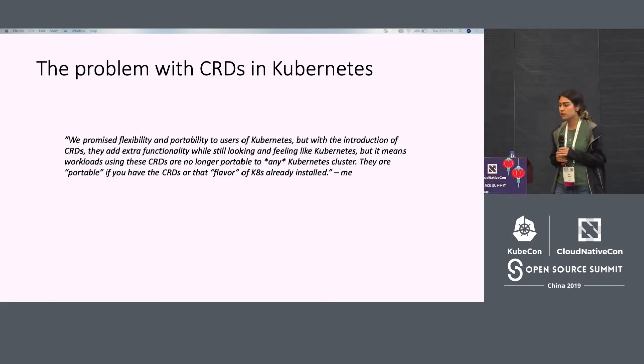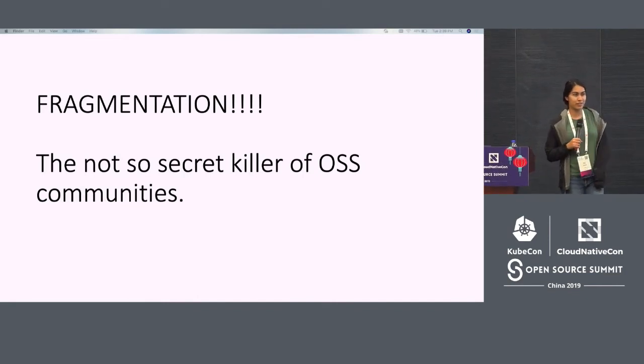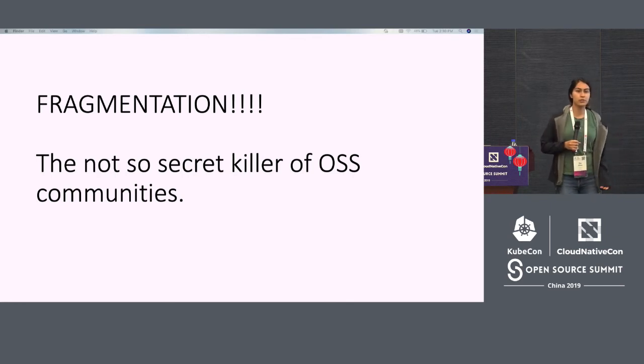We're fragmenting it. And it's the not so secret killer of OSS communities. If we take an example from Linux back in the day, there was probably 12 to 15 different distributions, and now we only hear of 3 or 4. We could argue that Kubernetes is taking that same route, and CRDs are most likely the way we're doing it. And so customers are going to have a harder time as we continue to evolve and we continue to innovate in this space.